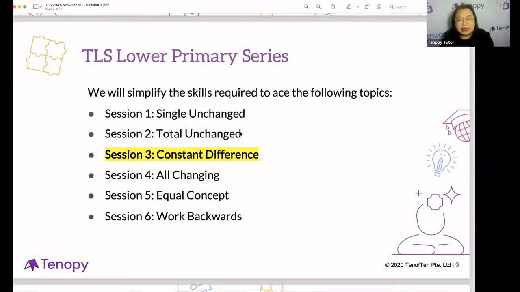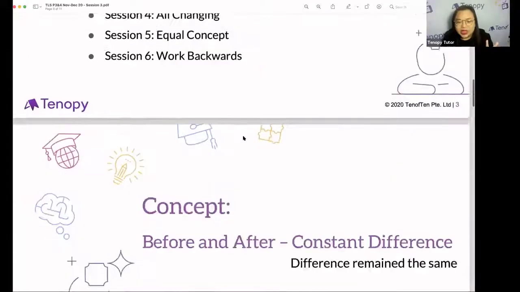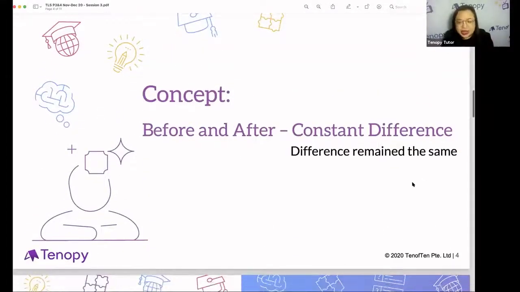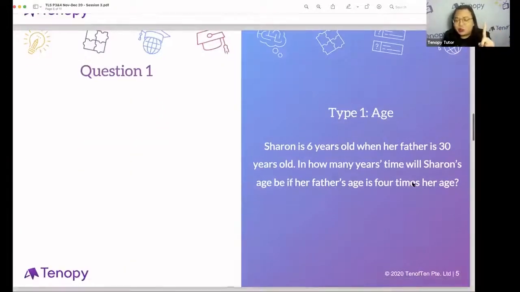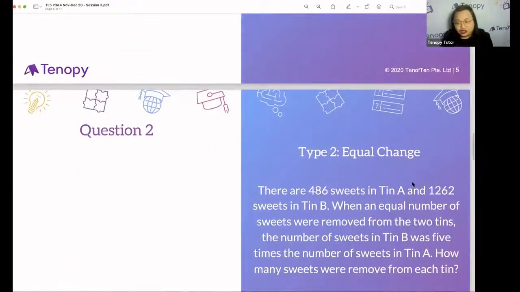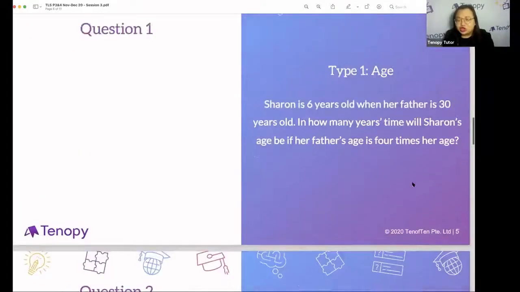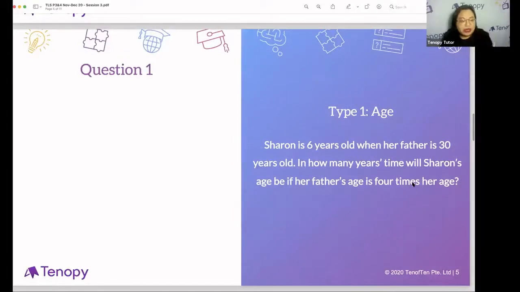A second scenario that uses constant difference, and a very common one, is age. The age difference between two persons will never change. So today we are going to cover two types of question. The key thing about constant difference is that the difference doesn't change. The first one is on age, and the second one is on equal change. Equal change means you receive the same quantity or you remove the same quantity. Those two types of question are our main goal for today.